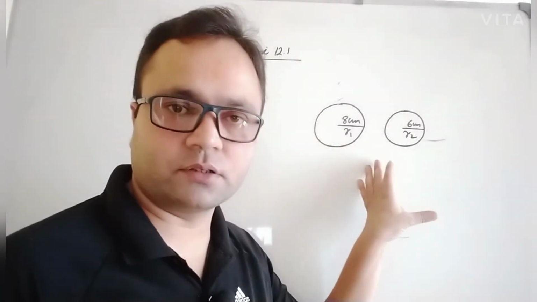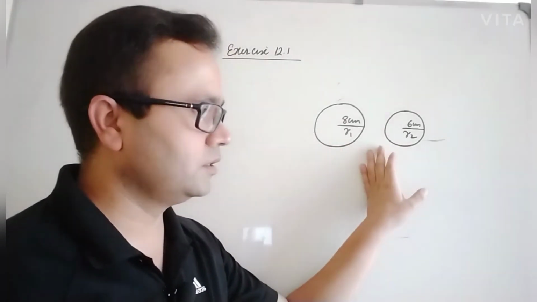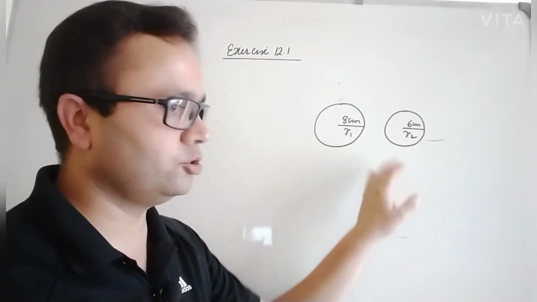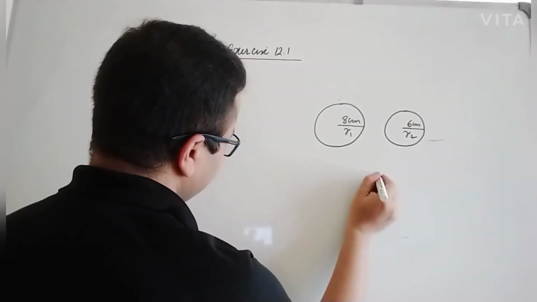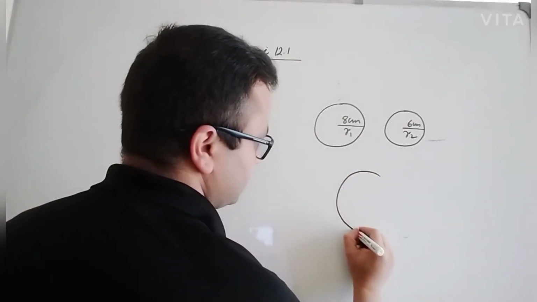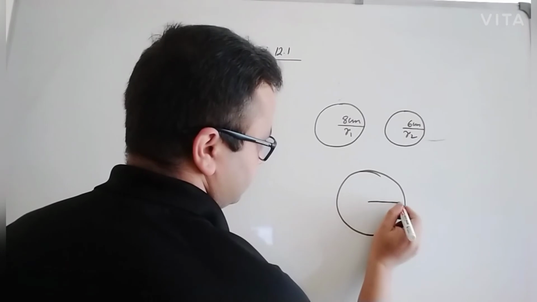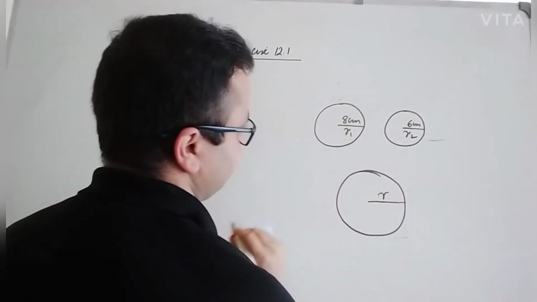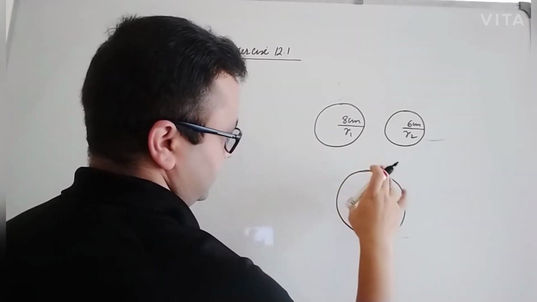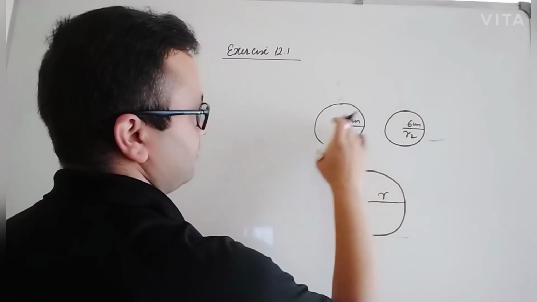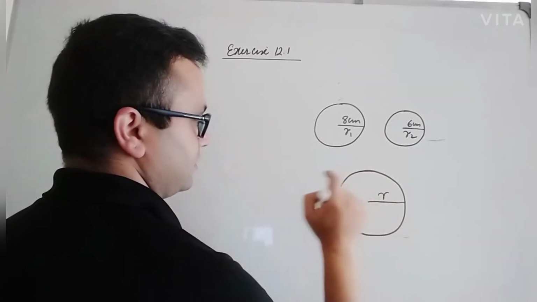Now find the radius of that circle whose area is equal to the sum of the areas of these two circles. If you add the areas of these two circles, you will get the area of the resulting circle. So we have to calculate the radius of this circle, whose area is equal to the sum of the areas of these two circles.